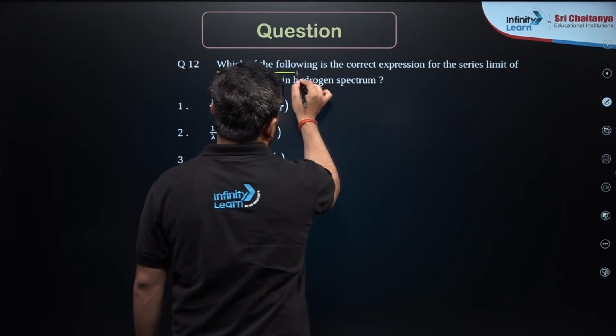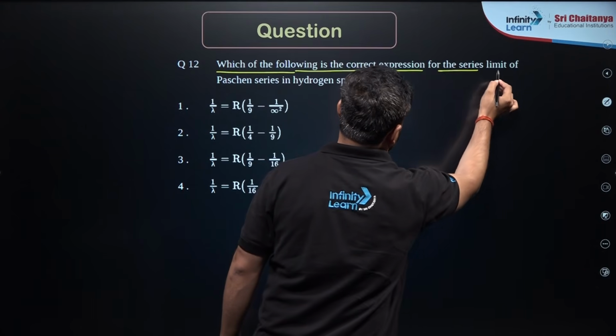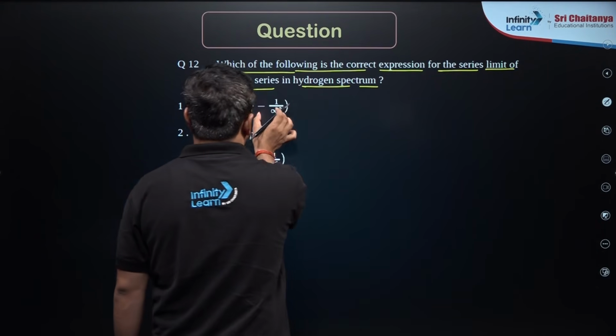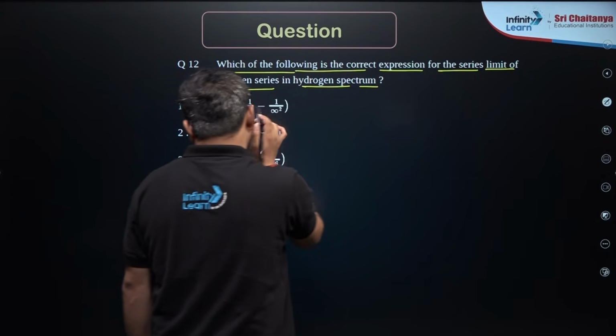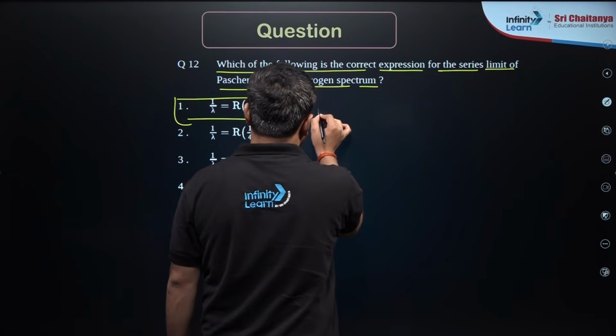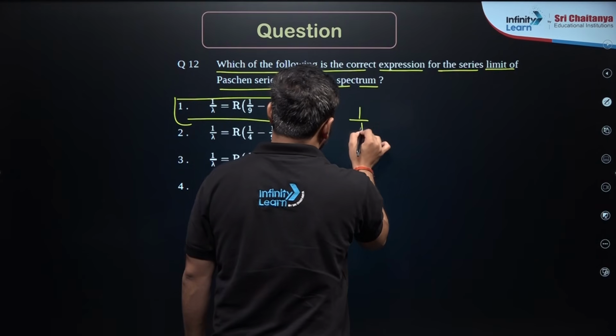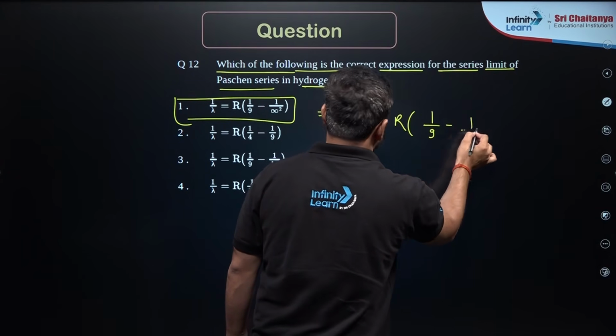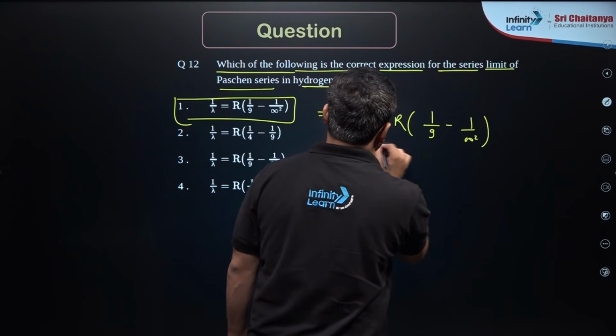In this question, which of the following is the correct expression for the limit of the Paschen series in the hydrogen spectrum? Here the n1 and n2 values are given. According to that, the first option is basically correct: 1 by lambda equals R times (1 by 9 minus 1 by infinity square). So which one is the correct option?